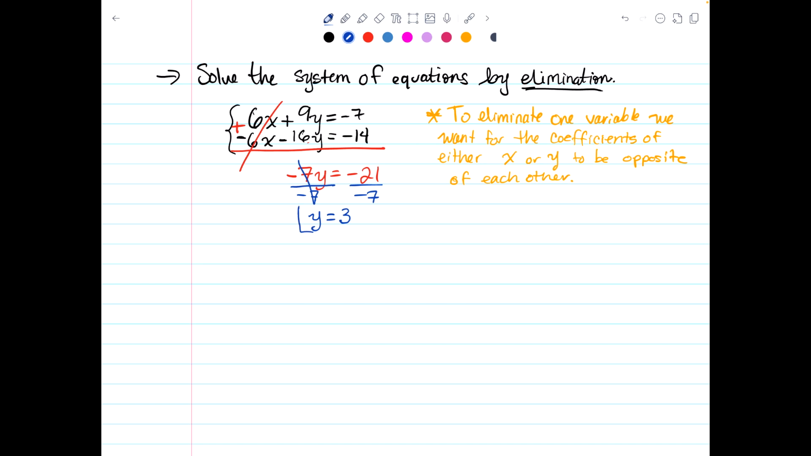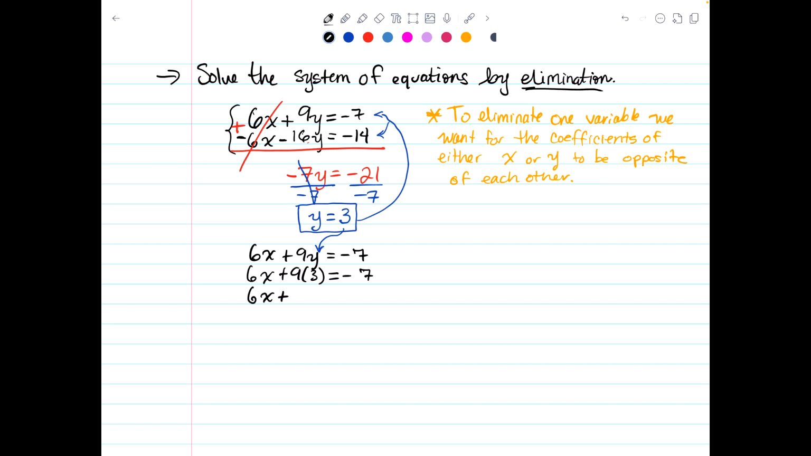All right, so now we know what y is. Now that we know what y is, we're going to bring it back to either of these two original equations and substitute 3 for y to find out what x is. I'm going to work with the first one. So I have 6x plus 9y equals negative 7. I'm going to substitute 3 for y to find the value of x. So we have 6x plus 9 times 3 equals negative 7.